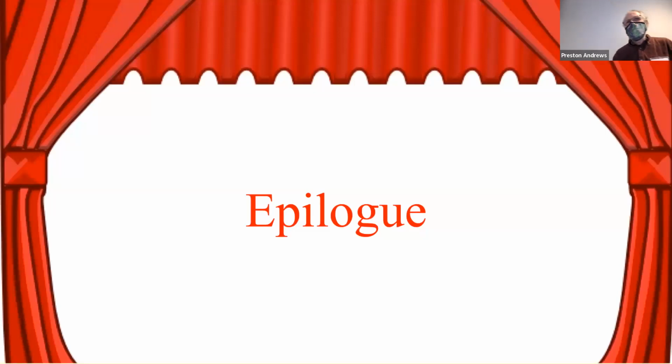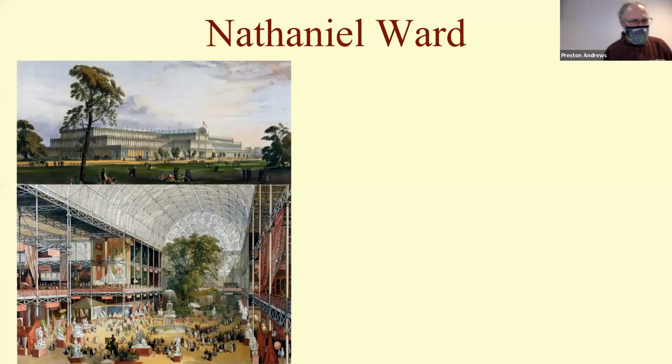Now, just a short epilogue. Okay, so what happened to Nathaniel Ward through all of this? Well, there was a great exhibition, called the Great Exhibition of the Works of Industry of all Nations in 1851 in London, in Hyde Park. The Crystal Palace was constructed, of course, with Queen Victoria and Prince Albert really promoting art and industry. And Wardian cases were exhibited at this great exhibition.